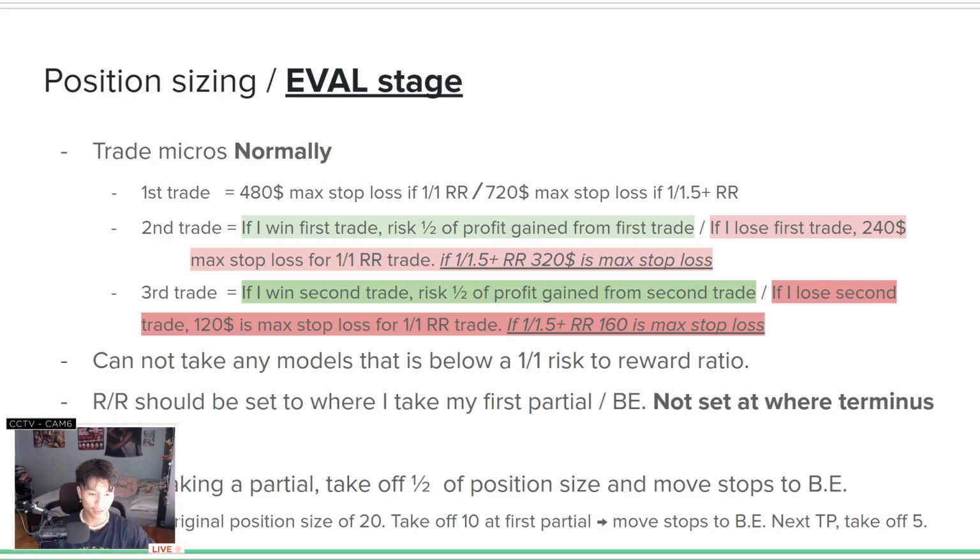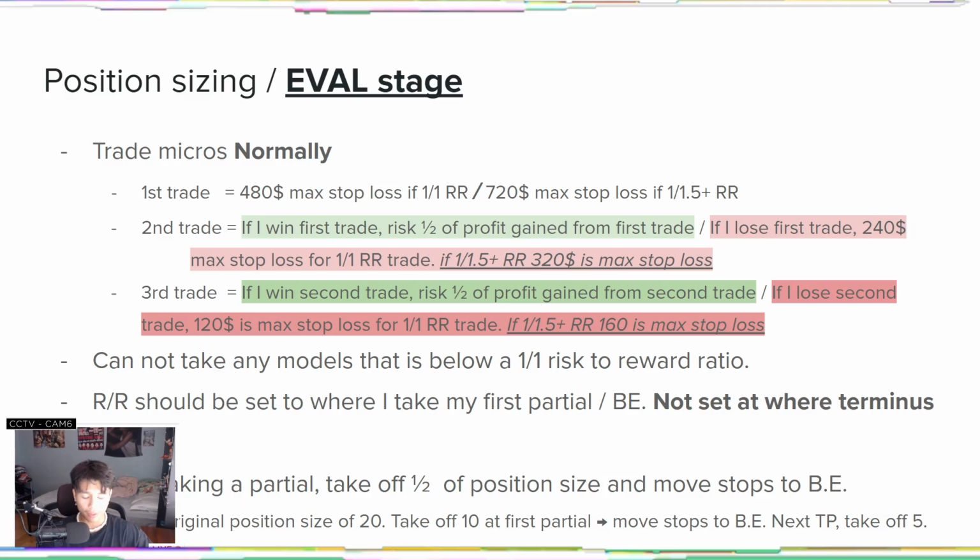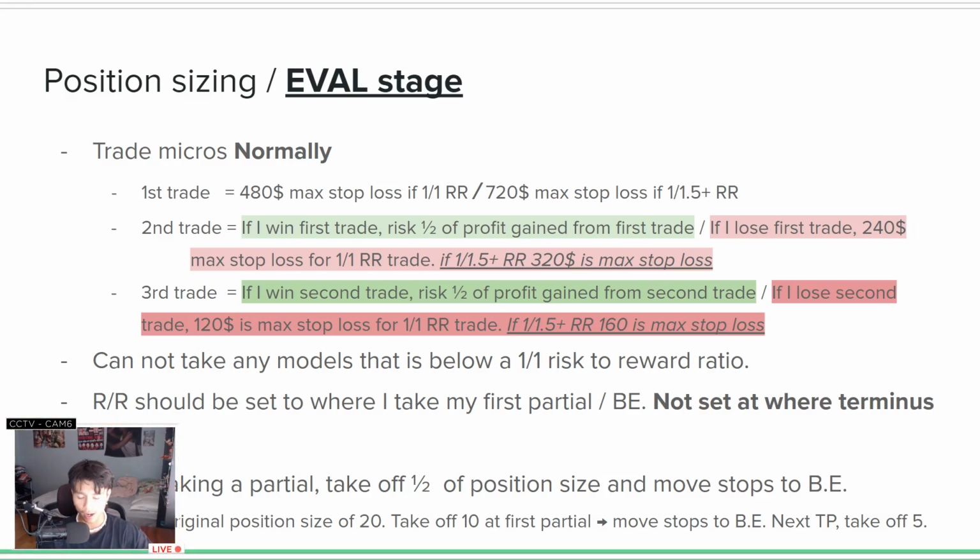That makes no sense. And my risk to reward should always be set to where my first partial is taken, not where my terminus is. I'll show you guys some examples after this, but yeah. And whenever I'm taking a partial, I always take half of the position size off when I'm trading normally.